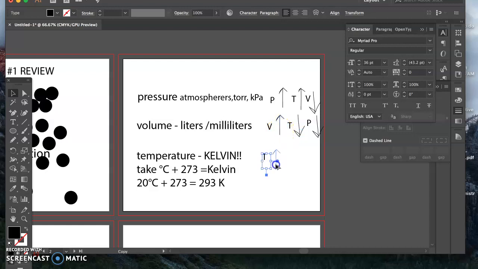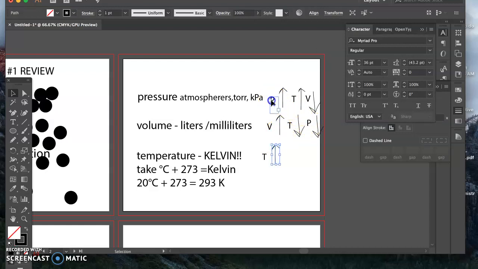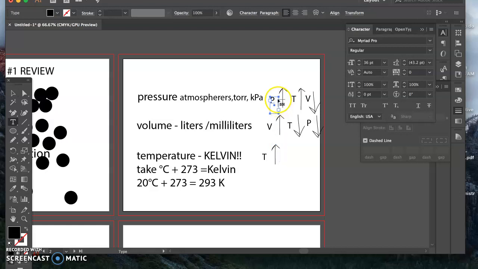Temperature goes up, just like before. Pressure goes up. What's the volume do? Think about it. It goes up also.